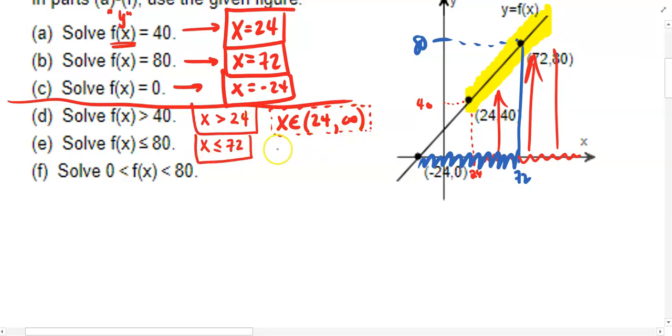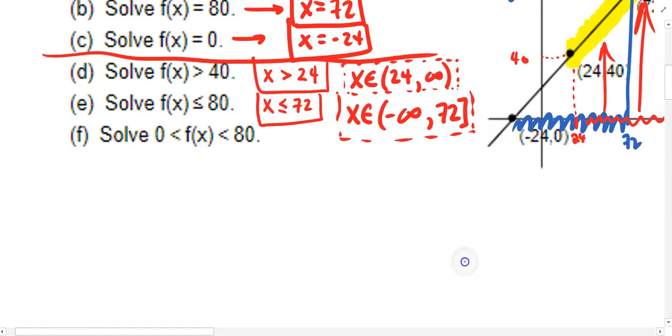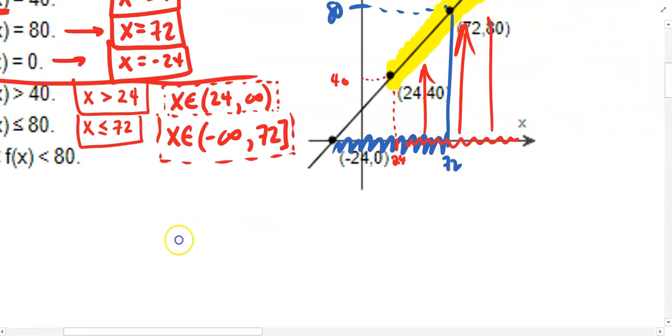And with our interval notation, we would say that x must exist between negative infinity and 72, where the 72 is included. So those two answers mean the same thing. They're just written in slightly different form.